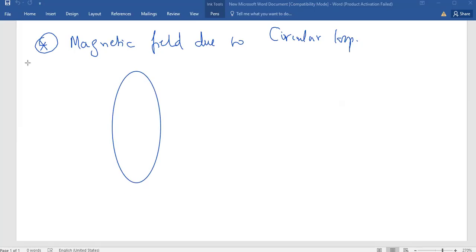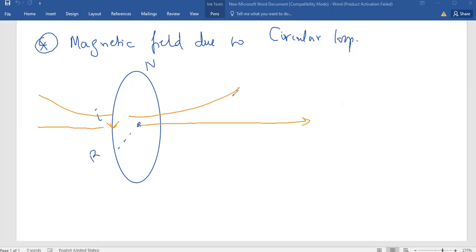Let us take this as a circular coil having n number of turns. Radius is r, current is I. Now, how will the magnetic field lines look? Magnetic field lines are very, very complicated. So current we have to flow in this direction, and it will go like this. It is too complicated, but we don't take those complications.